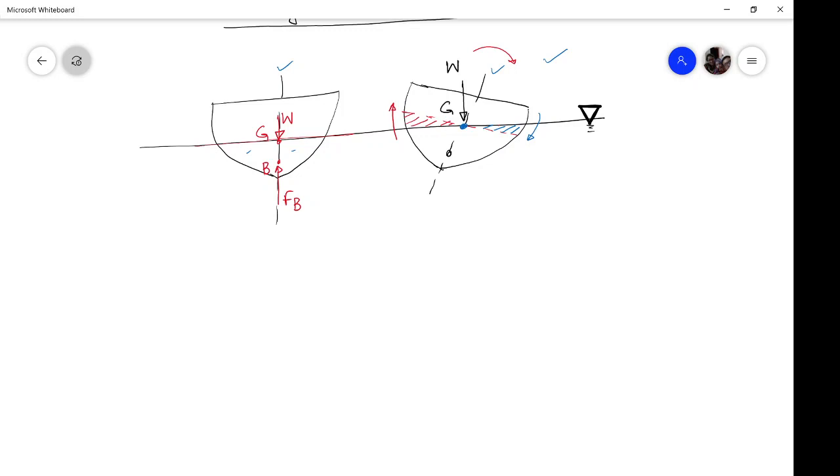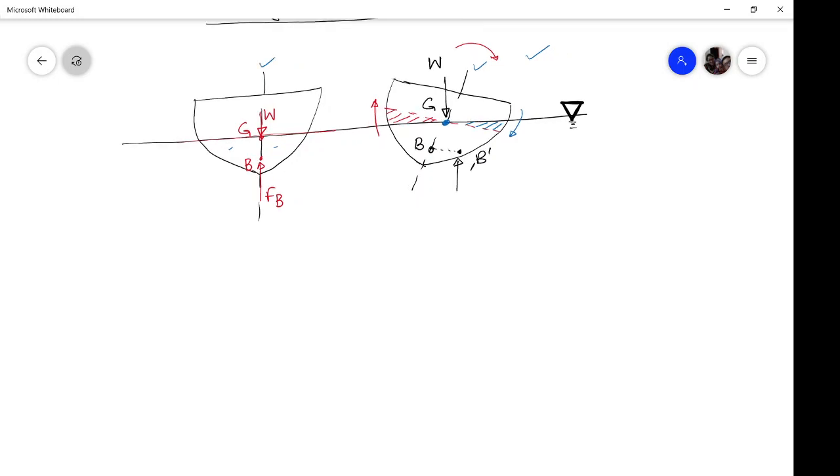But what will happen? This was the center of buoyancy initially. But what is the center of buoyancy? Center of buoyancy is the centroid of the displaced volume. So now, as the volume has been shifted towards the right, this will also shift towards the right. The buoyancy point will now get shifted towards the right because of more volume displacement on the right side. And from this point now, the buoyancy force will pass.